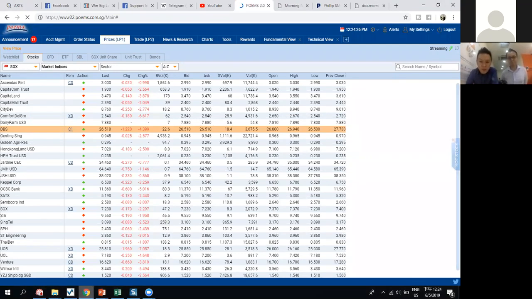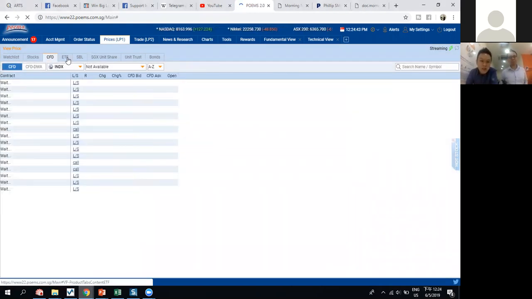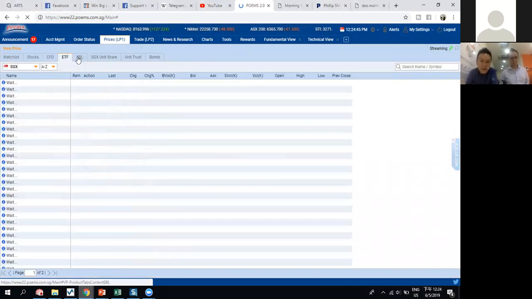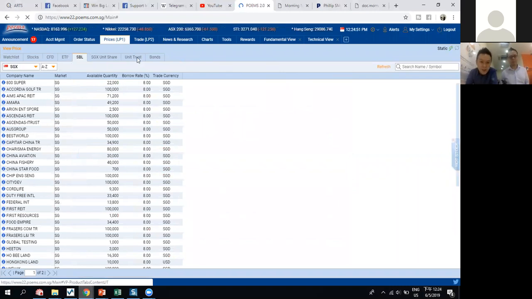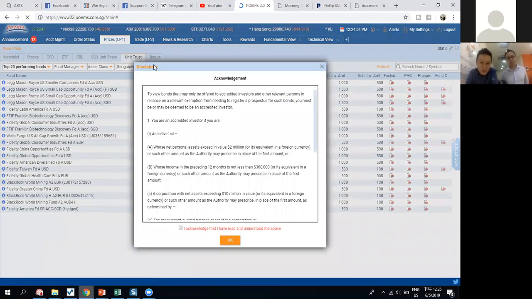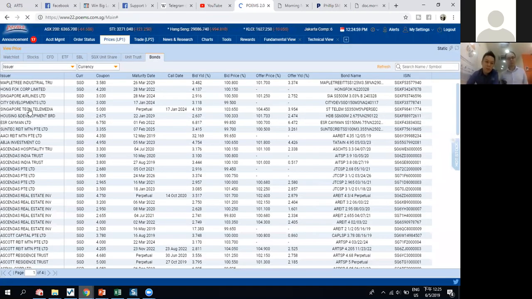Okay, let's put it into the Q&A question. So next thing over here is the different products. You can look at not only stocks, you can look at CFD, ETF, SBL, unit trust and bonds. So basically, these are the different products you can actually buy, or at least check the price of.